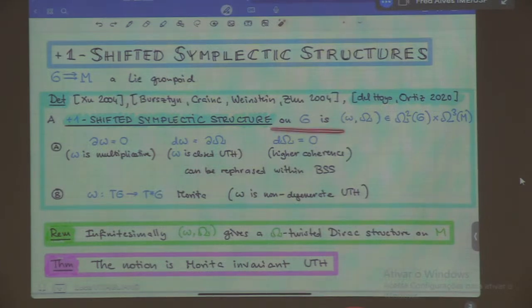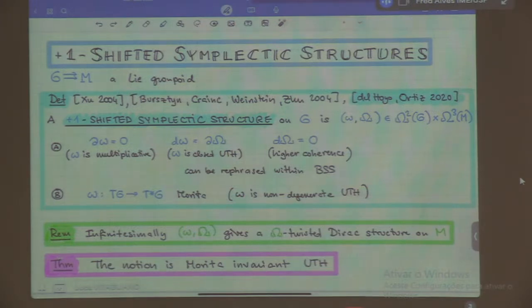Well, in a sense, this condition replaces the usual d omega equal to 0 condition on symplectic structures. And of course, we also want to replace the non-degeneracy condition, which usually says that the flat map of omega is non-degenerate, right? But non-degenerate is a little bit too much, because we want the notion to be Morita invariant. So it is enough that this flat map is actually just a Morita map. So in some sense, omega is non-degenerate only at one.